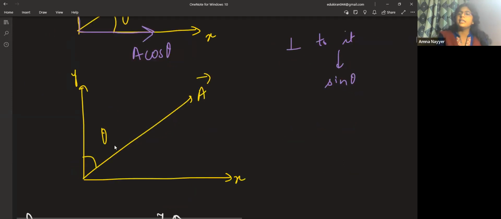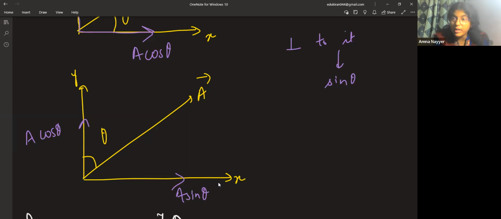Suppose the angle is made here. What did we study? Do not remember that on the x-axis you take cos theta, on the y-axis you take sin theta. Never remember it like this. This will never be helpful. Just remember the rule: the axis with which the angle is made. The main vector is making angle theta with y. So here you will have A cos theta this time, and this will give you A sine theta this time. This is how we resolve the vectors.